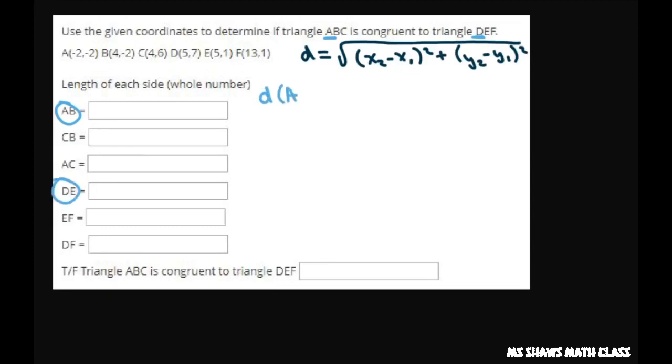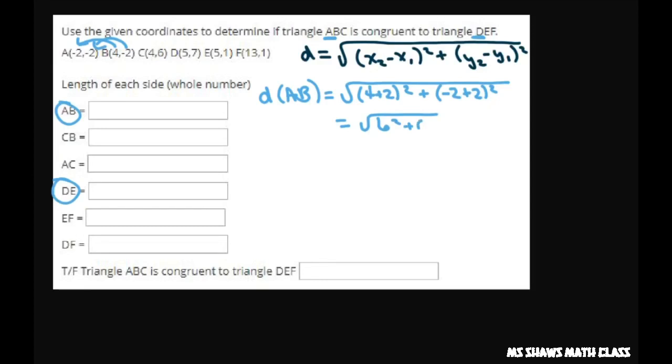So distance of AB. I use my distance formula, and I'm going to go this way and subtract the x's. So that's 4 minus the negative 2, so that's going to be 4 plus 2. And negative 2 minus the negative 2 is negative 2 plus 2. So this gives us 6 squared plus 0 squared, which gives us the square root of 36, which equals 6. So that's 6. Now let's try the distance of DE.